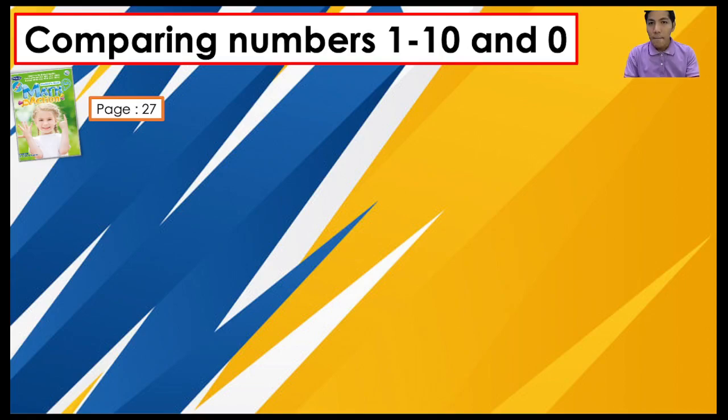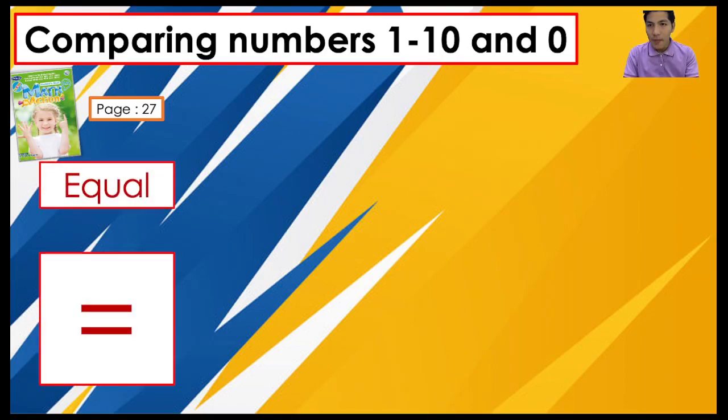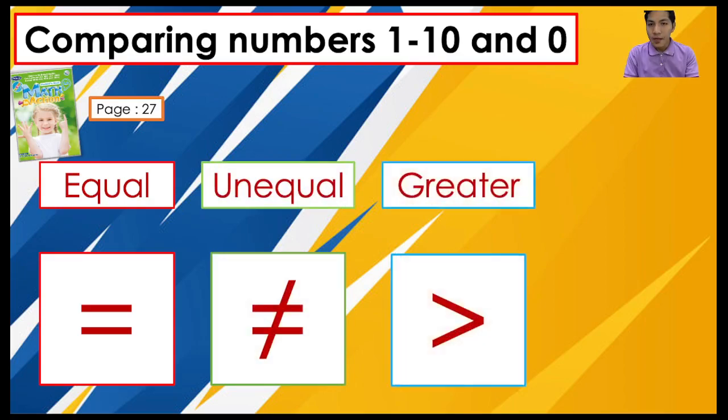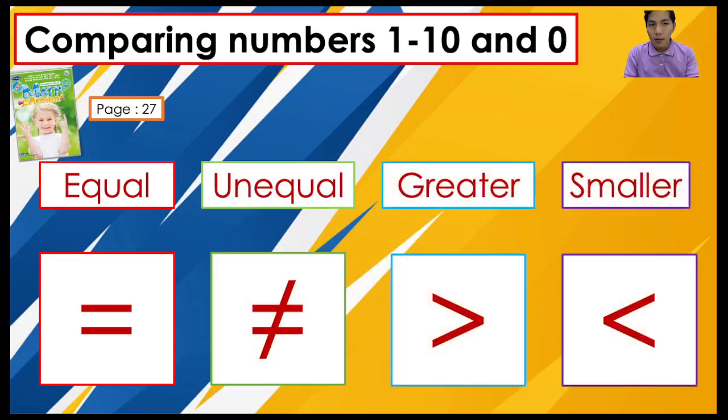Now, comparing tells us if two numbers are equal, unequal, greater, or smaller. Equal means the same number. Unequal means it's not the same, not equal. Greater is bigger than, right? Smaller than, or less than.